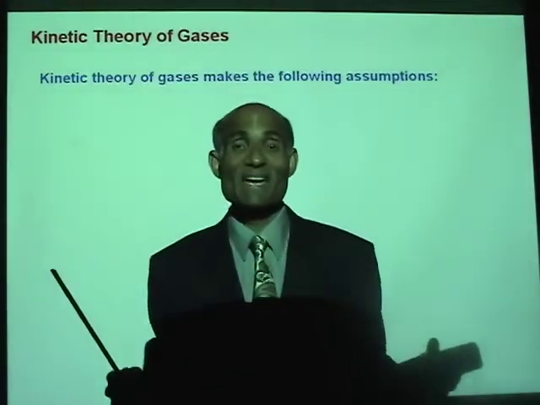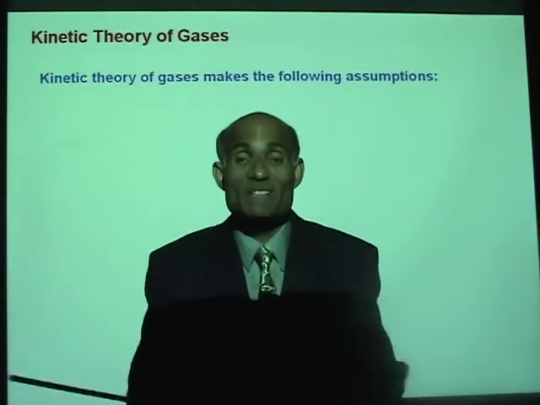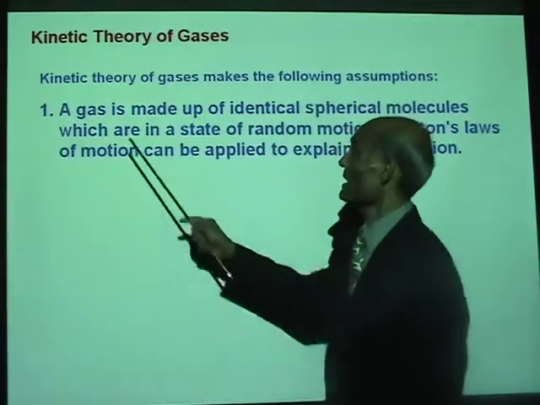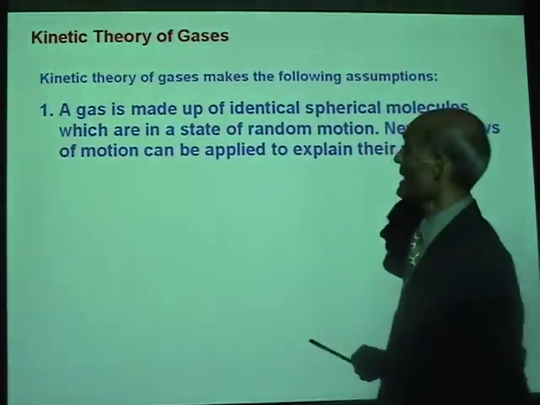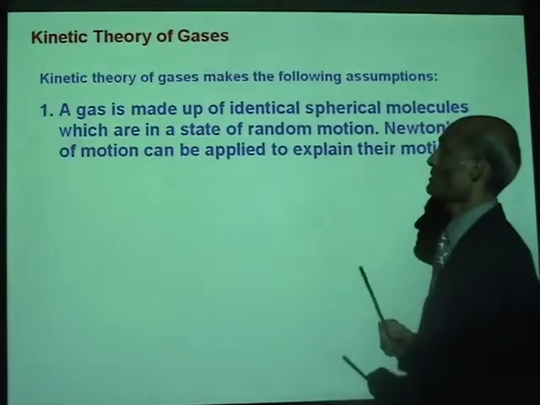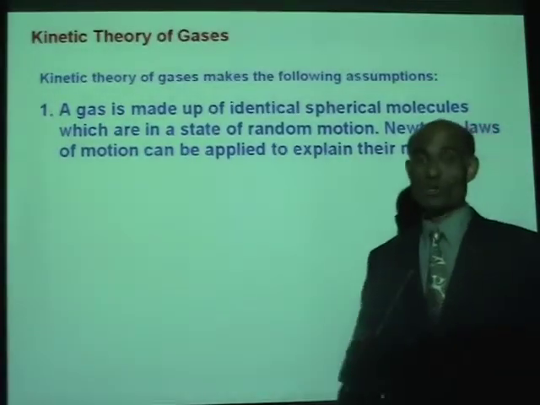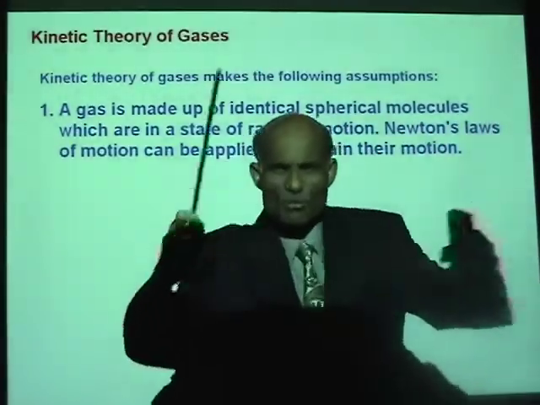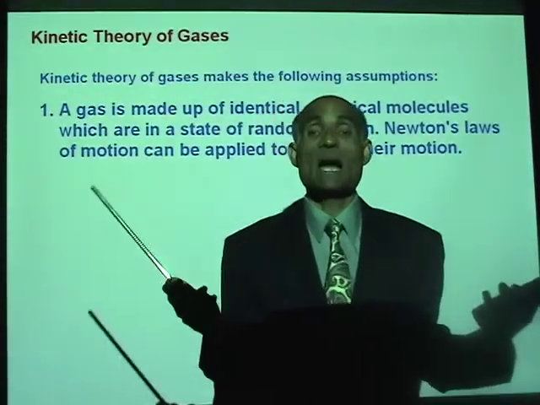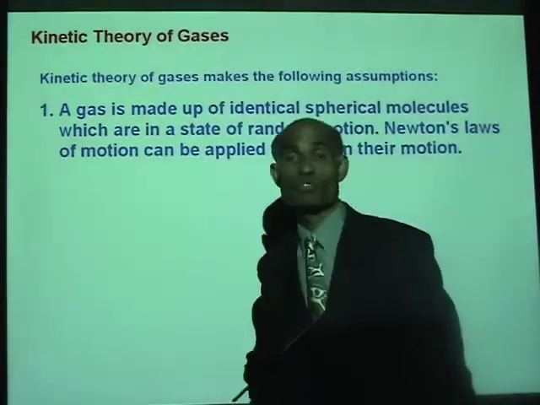Now look at the way a theory begins to take shape. A theory always starts with some basic assumptions. What are the basic assumptions we're going to make? Assumption number 1. A gas is made up of identical spherical molecules which are in a state of random motion. So, molecules are in a state of random motion. You cannot determine which way it's going to move. And the motion of these molecules obeys Newton's laws of motion.